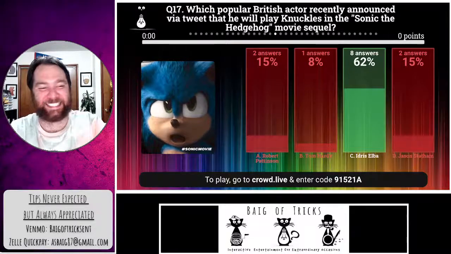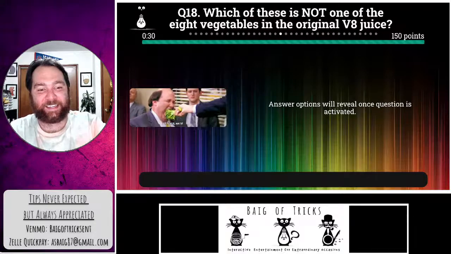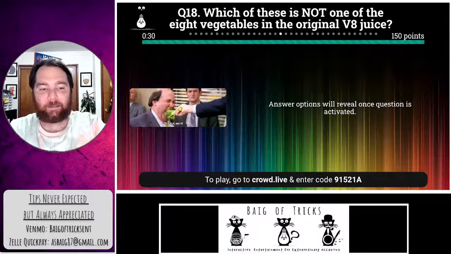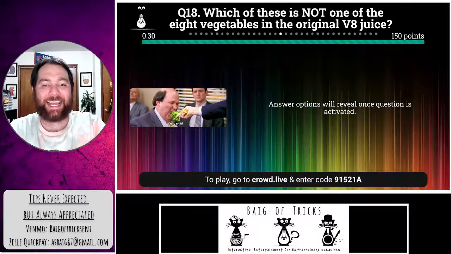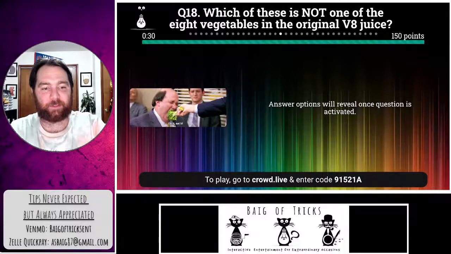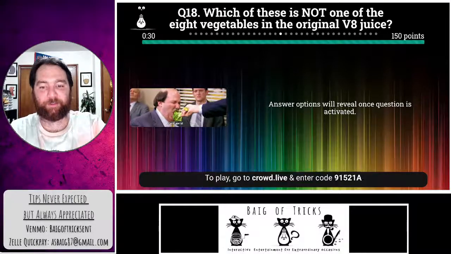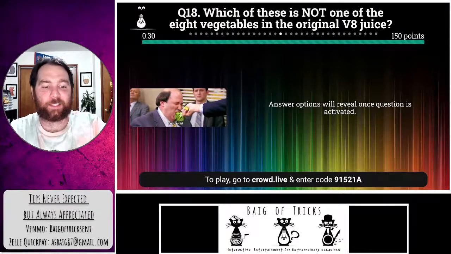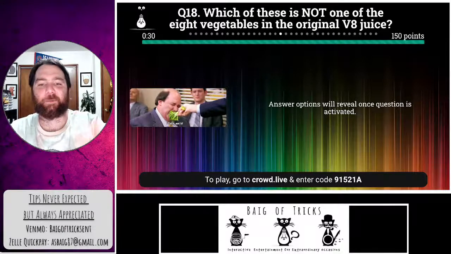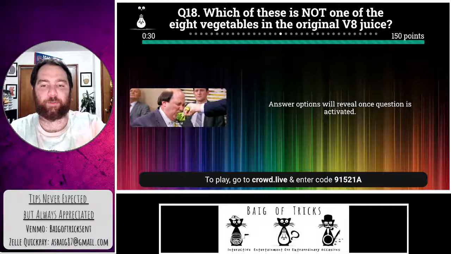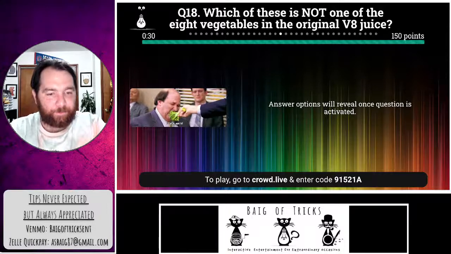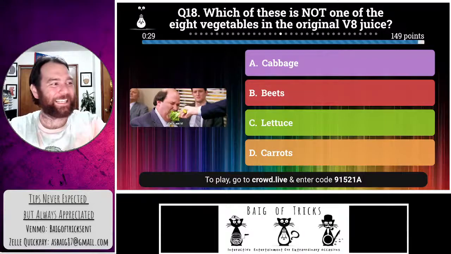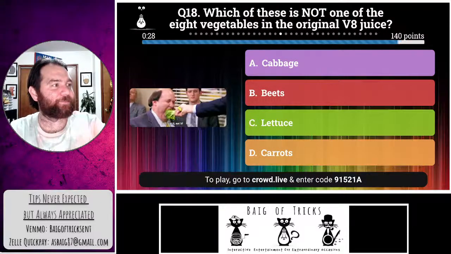Question 18. Which of the following options was not one of the original 8 vegetables in the original V8 juice? Which of these options was not in the original recipe for V8 juice? Was it cabbage, beets, lettuce, or carrots?